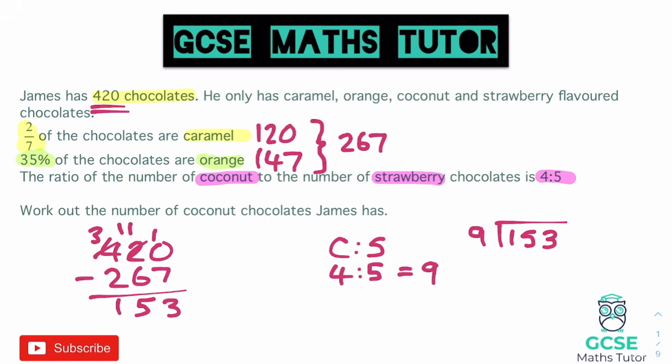So 9 goes into 15 once with a remainder of 6. And then 9 goes into 63 7 times. So that leaves us with 17. So for this, 1 part is equal to 17.